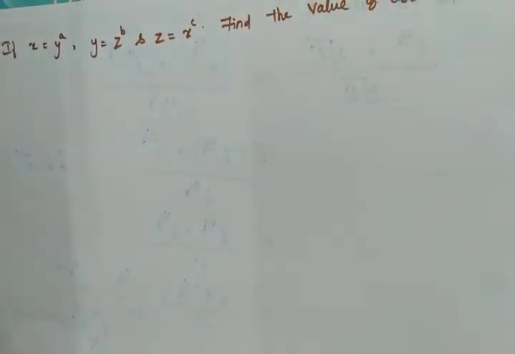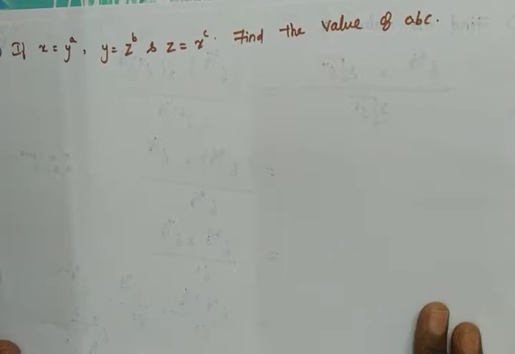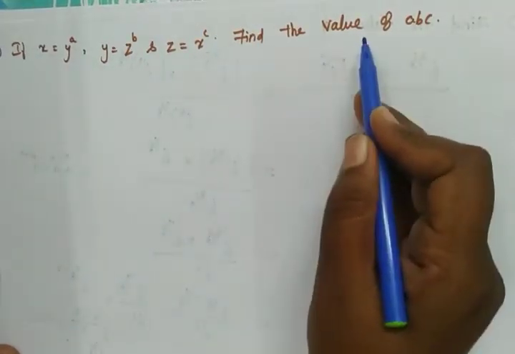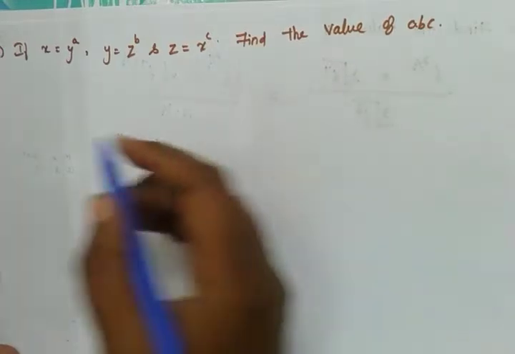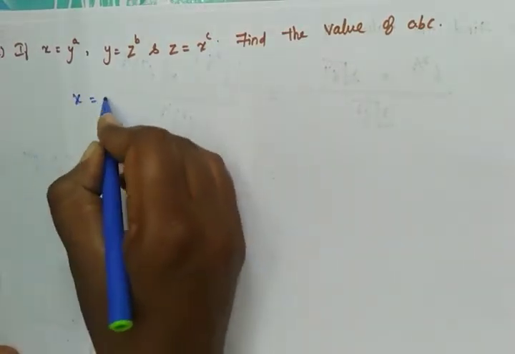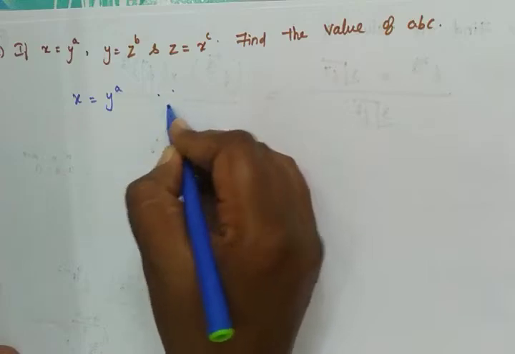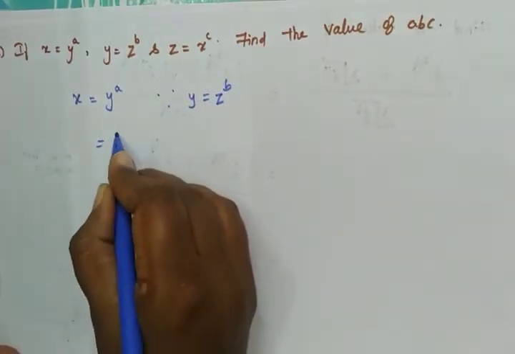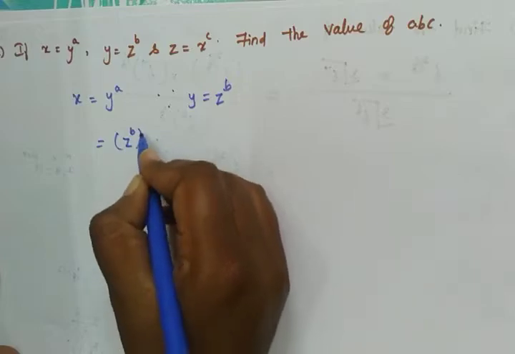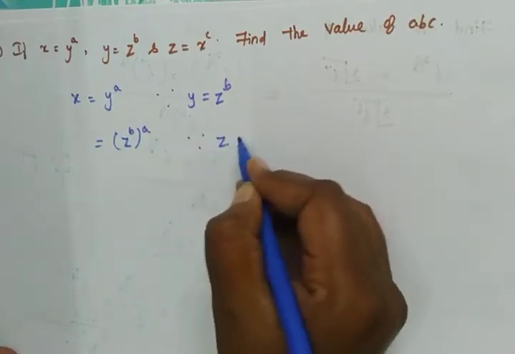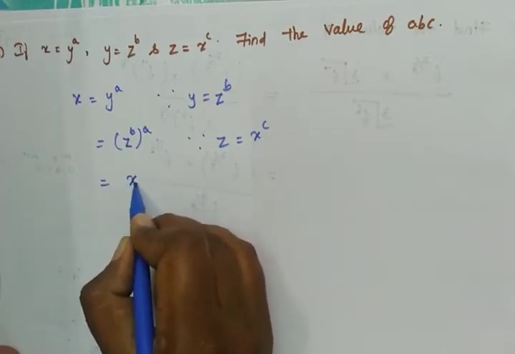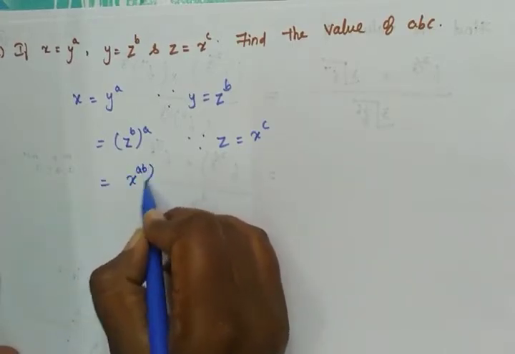If x is equal to y power a, y is equal to z power b, and z is equal to x power c, find the value of abc. This is the problem. Now we know that x is equal to y power a. Since y is equal to z power b, we can replace this y as z power b, the whole power a. But what is z as per the question? It is equal to x power c. So it is equal to x power abc.